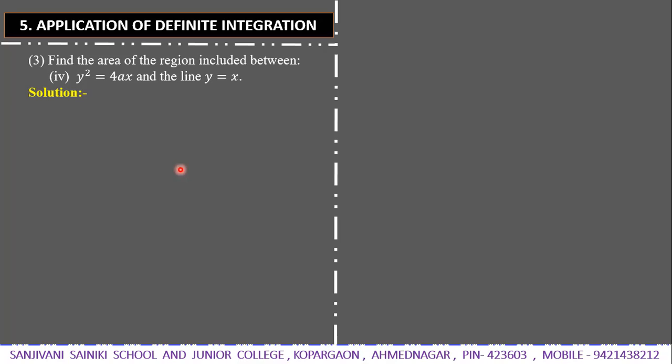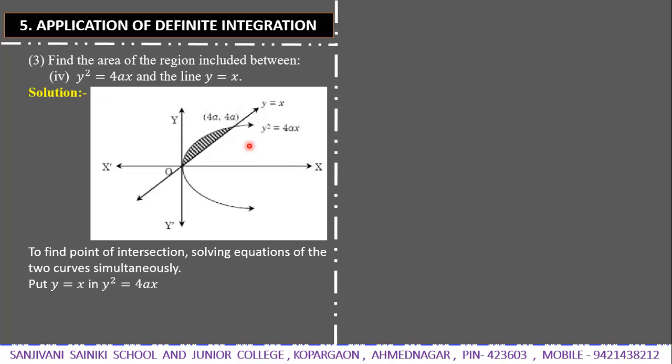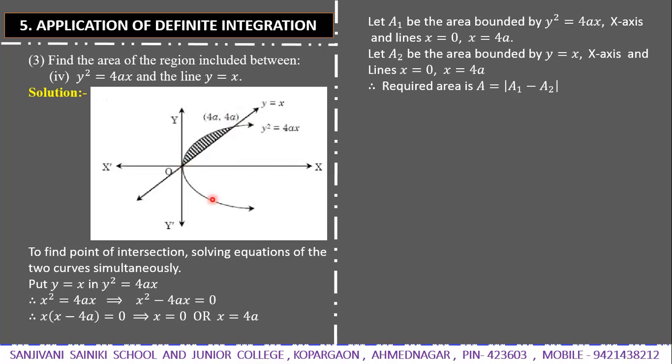Similarly, the next area is between y square is equal to 4ax and the line y is equal to x. Again, it is a standard parabola open towards the positive direction of the x-axis, and the line y is equal to x bisects the coordinate axes. Solve these two equations simultaneously, and you will obtain the points of intersection of the two curves. Then A1 is the area bounded by the parabola and the x-axis, and A2 is the area bounded by the line and the x-axis. So the required area is, we will subtract the area bounded by the line from the area bounded by the parabola.